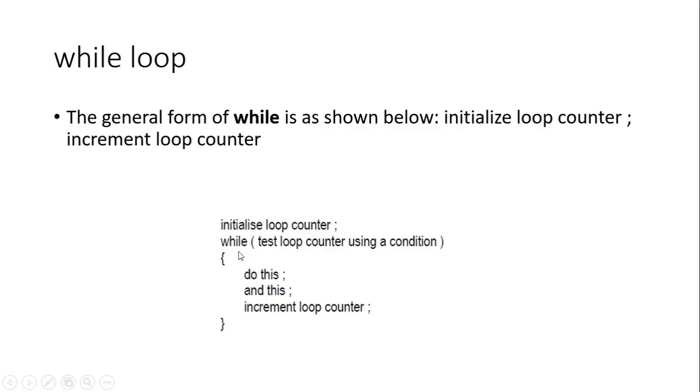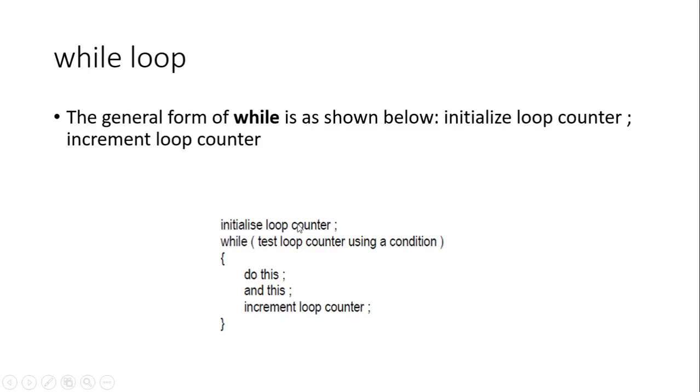After doing so, we write the while keyword, and in between its brackets, which are a must, we write the test condition. If this test condition is true, only then will control enter the loop and execute the statements written inside the while loop. So this is the body of the loop and this is the conditional check. Before that we have the initialization.